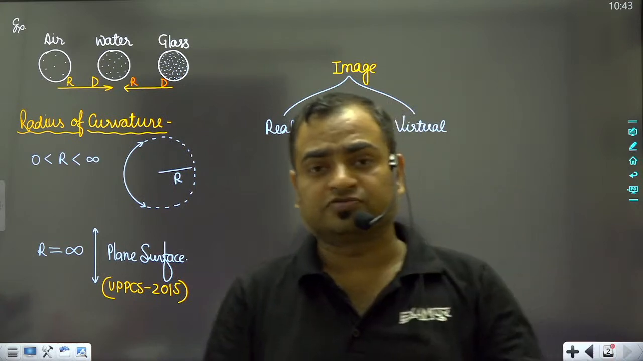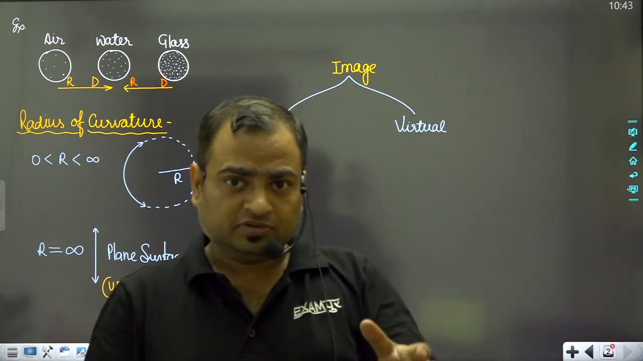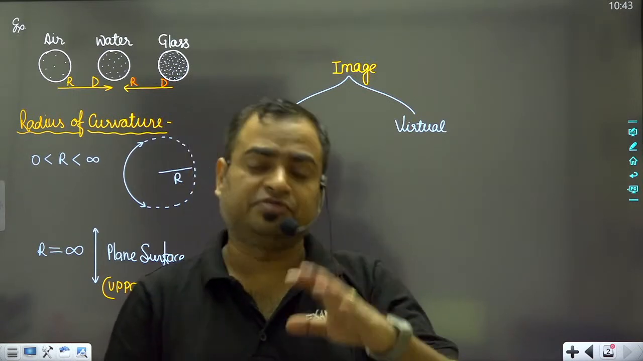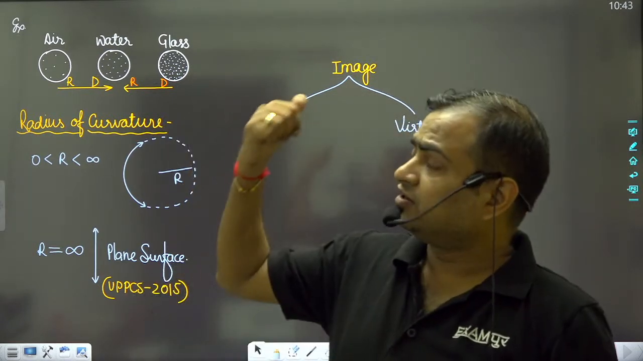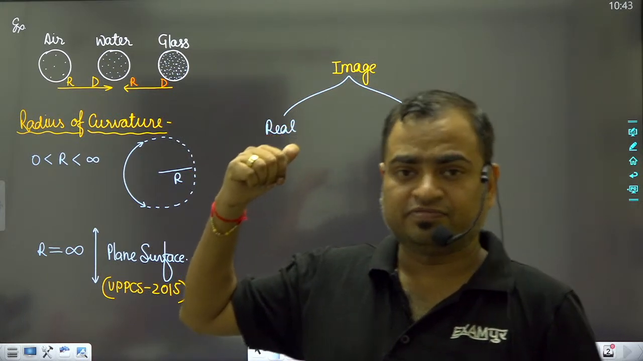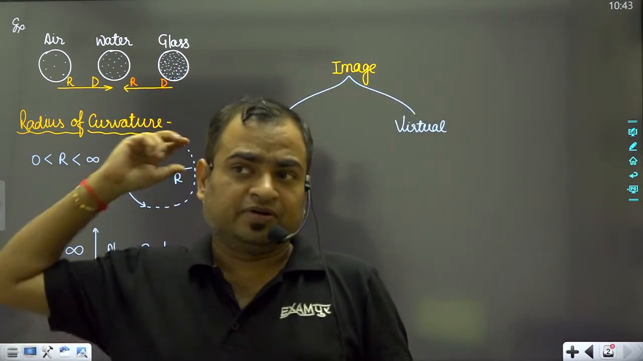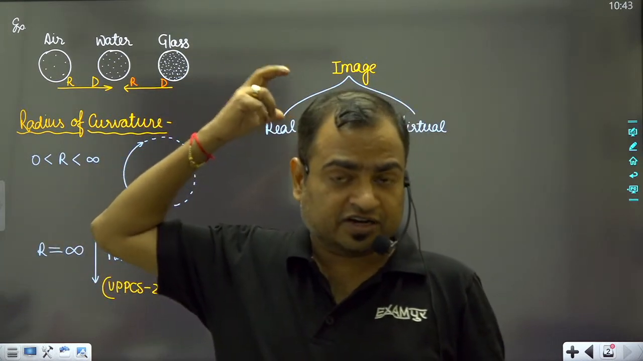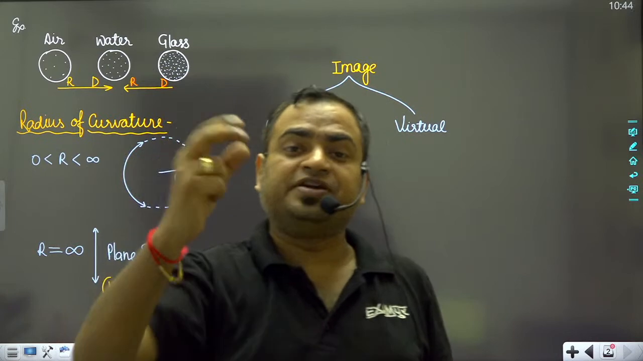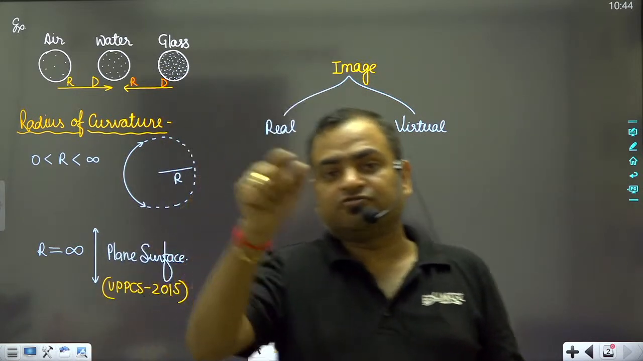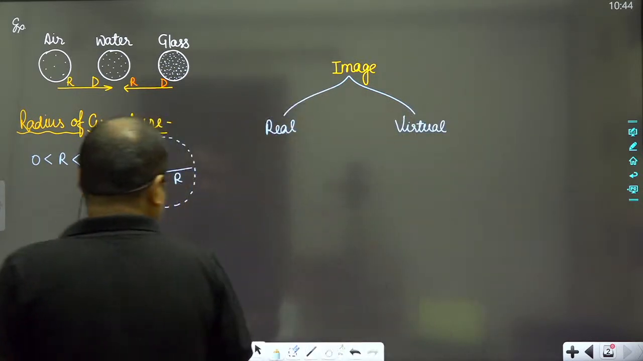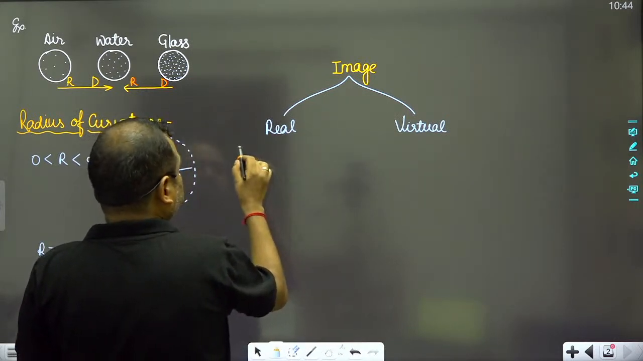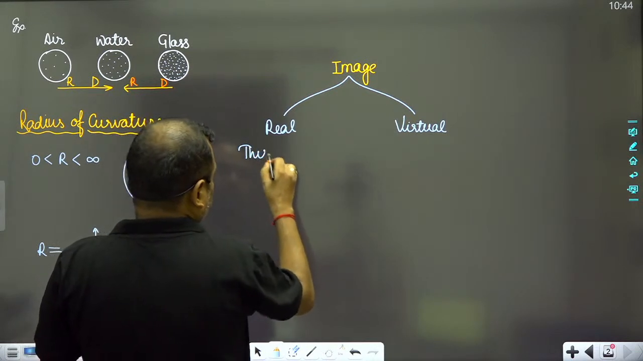Just like in cinema halls we see the movie, that picture is actually a real image, because there is a projector at the back side of the viewers. That projector projects the light rays, and they meet at the screen, hence they form an image. So this image can be formed on screen.